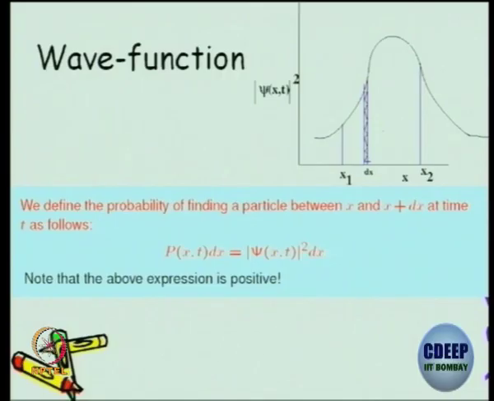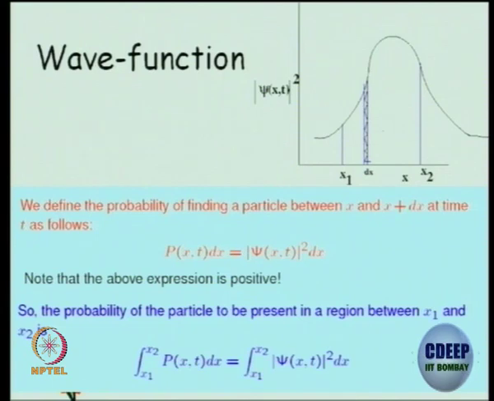If you want to find the probability of finding the particle between x1 and x2, what do you have to do? You have to integrate between x1 and x2, and that will give you the shaded area under this curve. So, the probability of finding the particle in the region x1 to x2 is mod psi squared integrated between x1 and x2. So that will be the total area shaded under this curve.